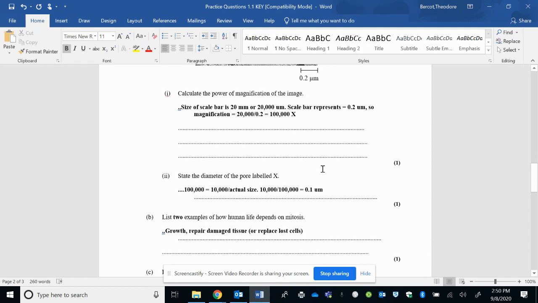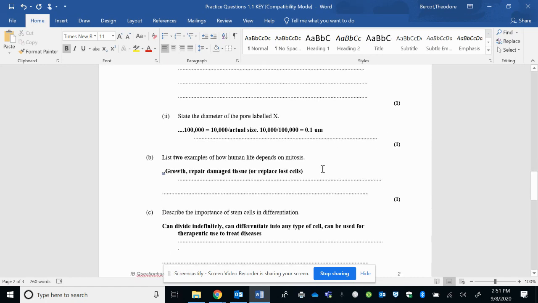So state the diameter of the pore labeled at X. Well, if we know that 100,000 is the magnification, and it measures 10 millimeters or 10,000 microns, you do 10,000 divided by 100,000 and you get 0.1 microns.